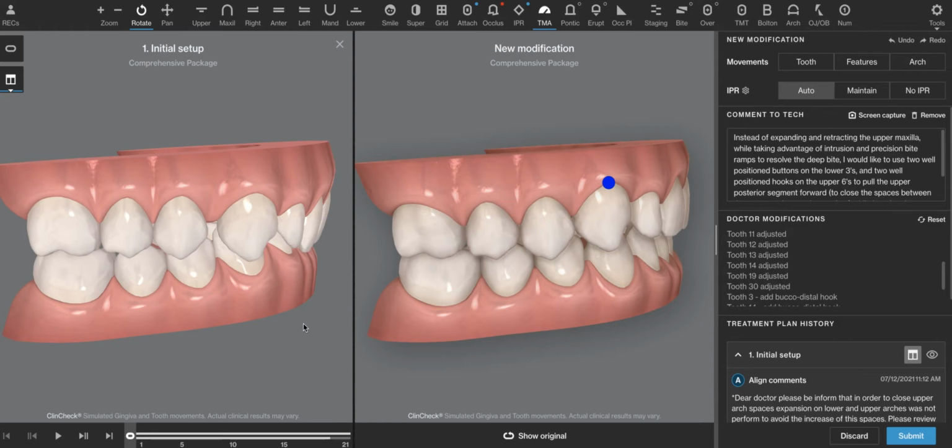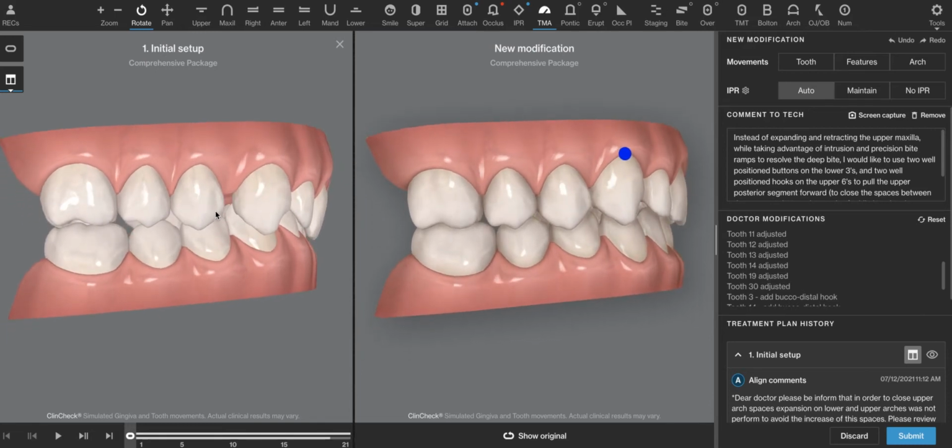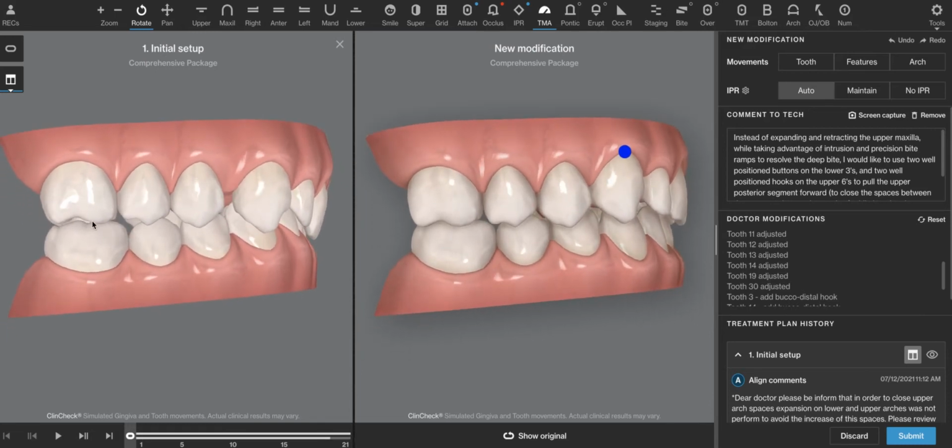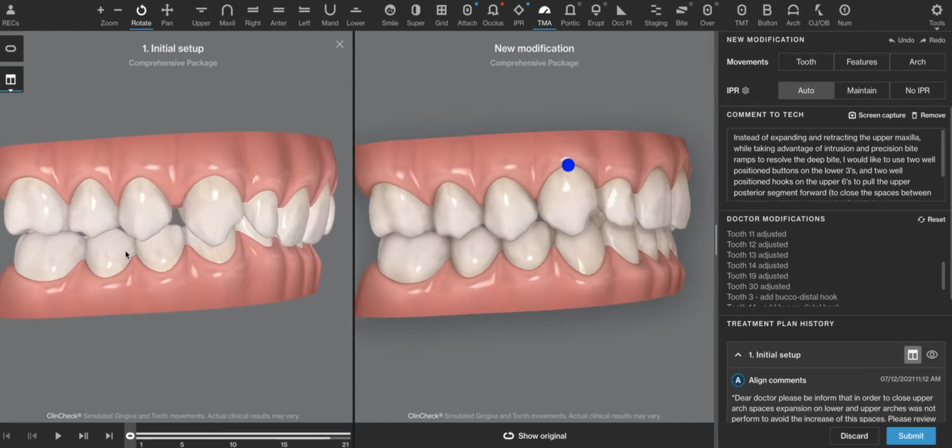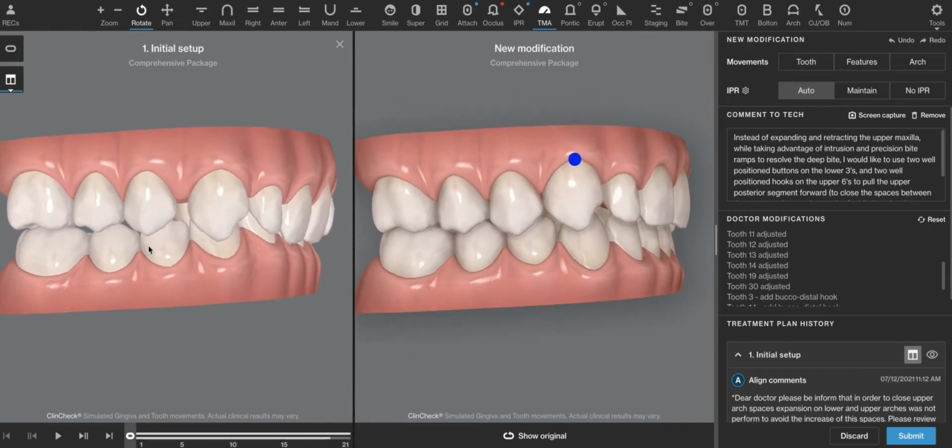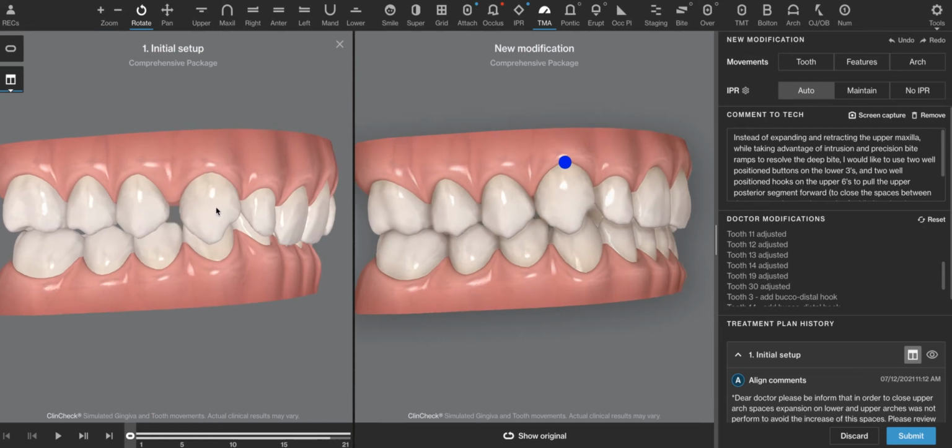Starting off with diagnosis, we have a mild class 2 molar relationship. I would say almost end on end class 2 molars. I would say a definite class 2 canine relationship. As with class 2 situations, we tend to have overbites.